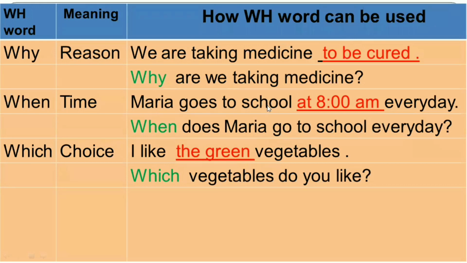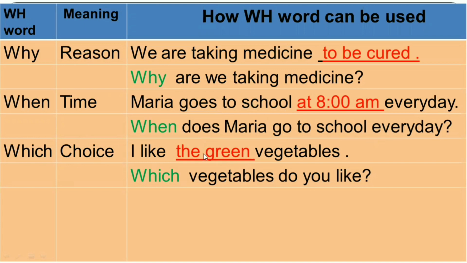Next, Maria goes to school at 8 a.m. every day. So look at the underlined word, at 8 a.m. It indicates the time. So the WH word will be when. So right here, when, and find out, is there an auxiliary verb in the sentence? No auxiliary verb in the sentence. So you have to take do, does, did. As es is added with the main verb, that's why you have to take does. So when does, then the subject of the sentence, Maria, then the main verb, that means V1 of the verb, that means go. Then the rest of the words, to school every day. So when does Maria go to school every day?